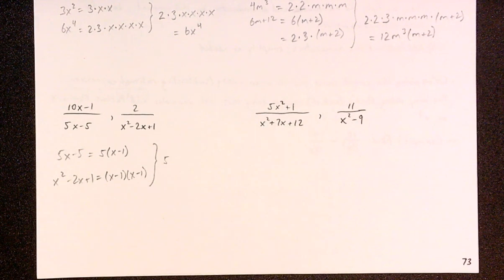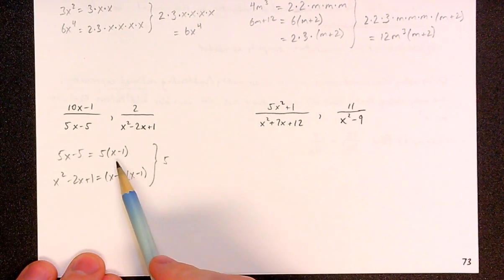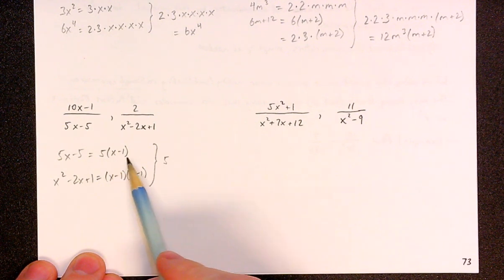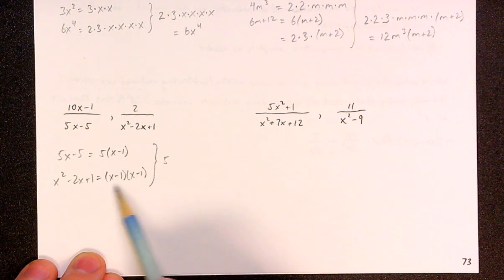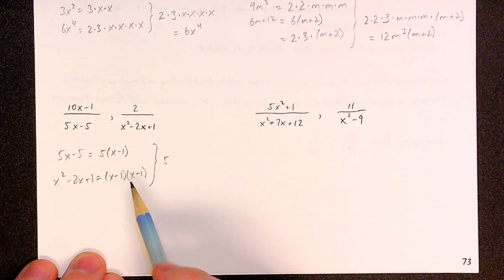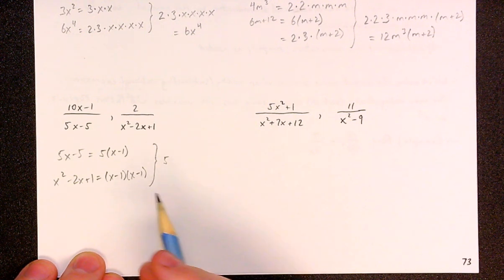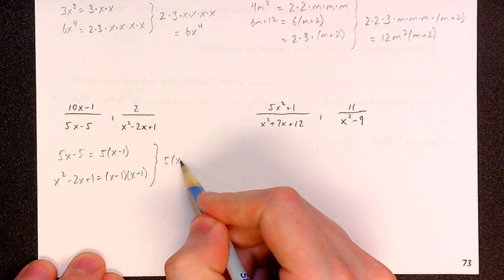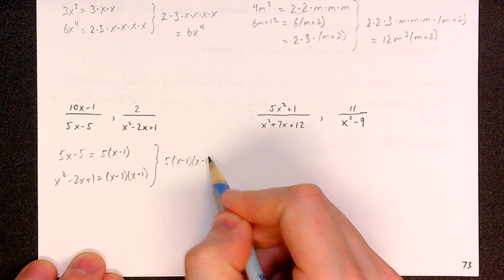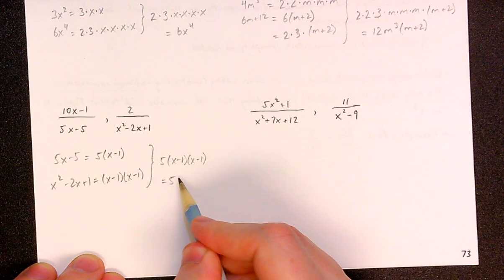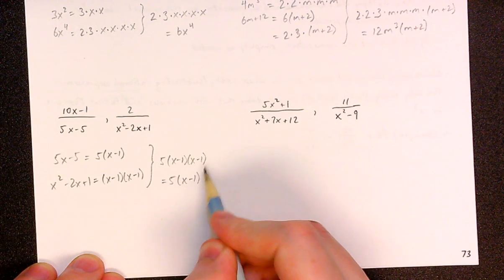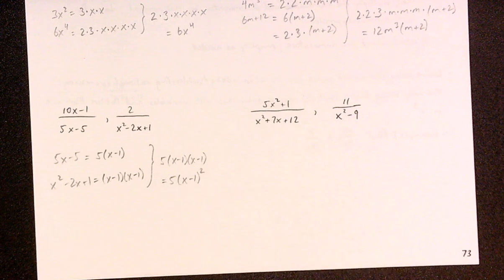Here I have one factor of x minus 1. Here I have two factors of x minus 1. So the larger number is 2. I have two factors of x minus 1. So it's going to be 5 times x minus 1 times x minus 1, or 5 times x minus 1 squared.